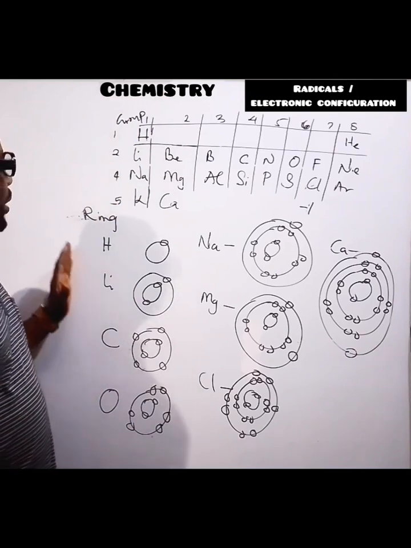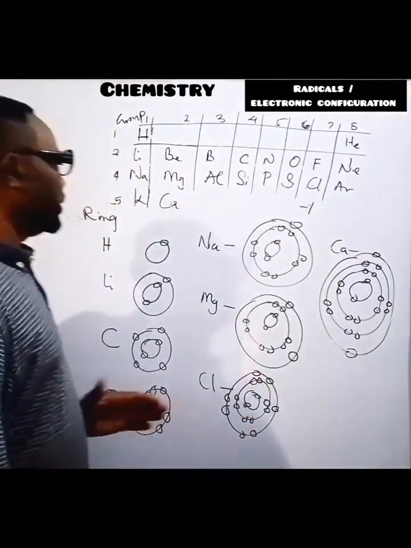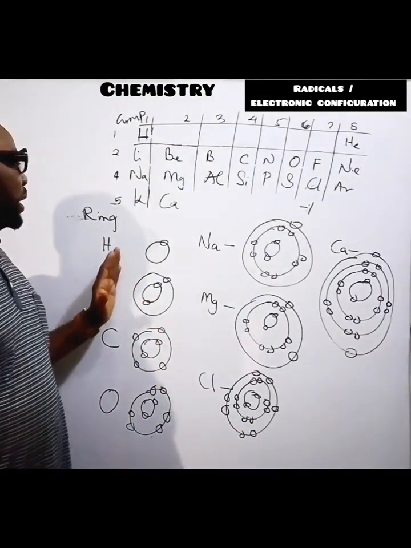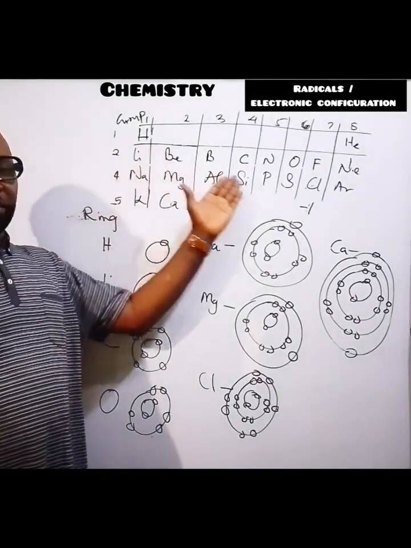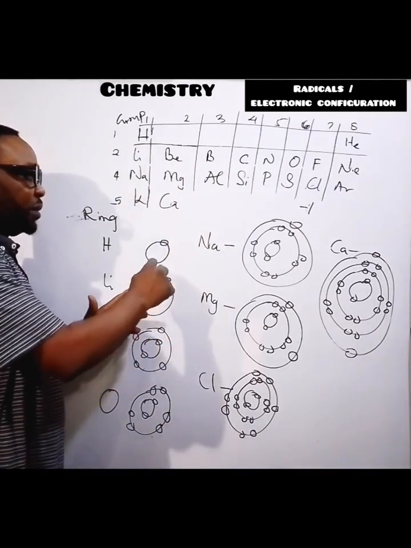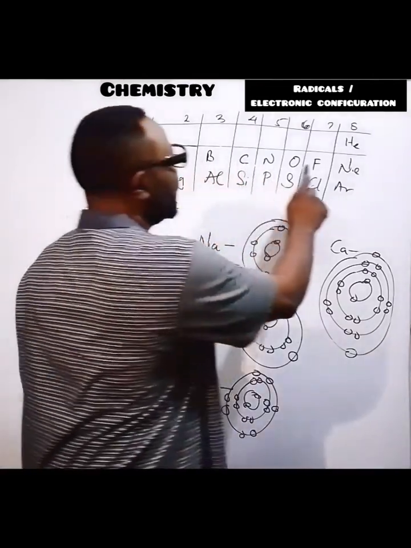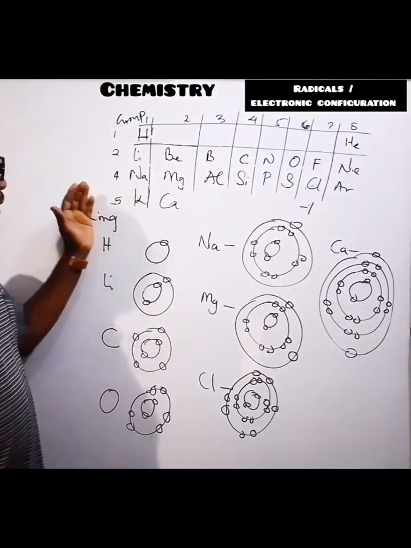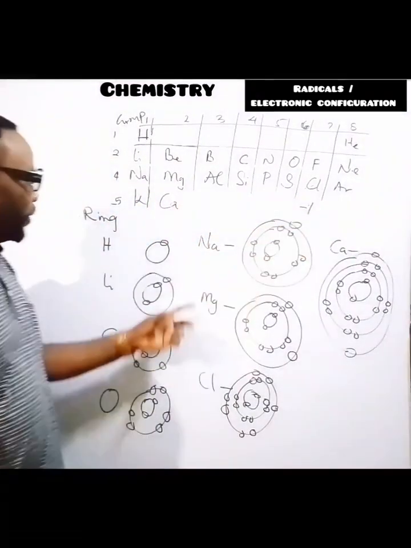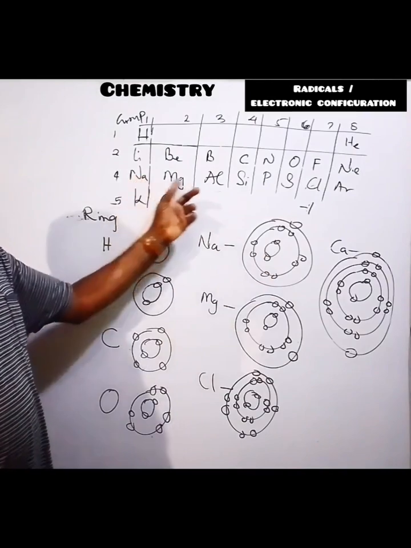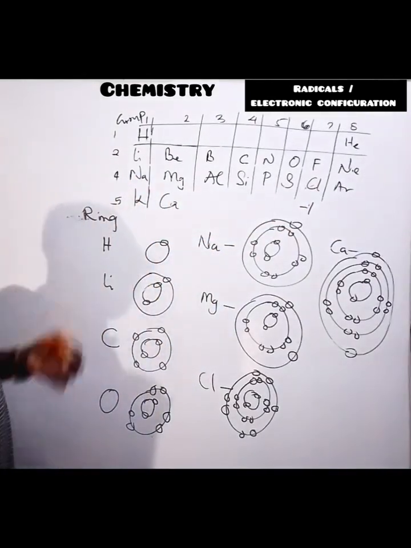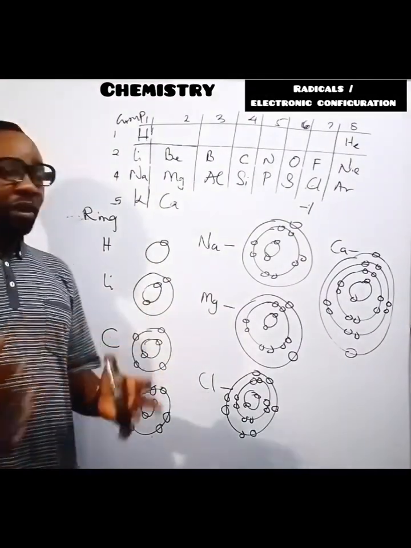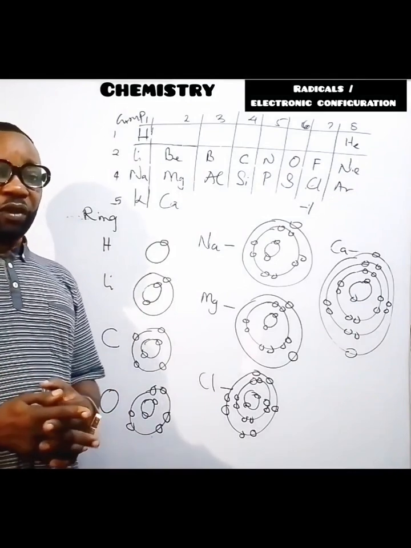Look at the period. You discover that by the time you draw the electronic configuration of all these elements, all the elements in each period have the same number of rings. Period 2, all of them will have 2 rings. Period 3, period 4, and so on. For instance, sodium has 1, 2, 3. All of them will also have 4 there, and so on and so forth. That is the ring electronic configuration of each of these elements.